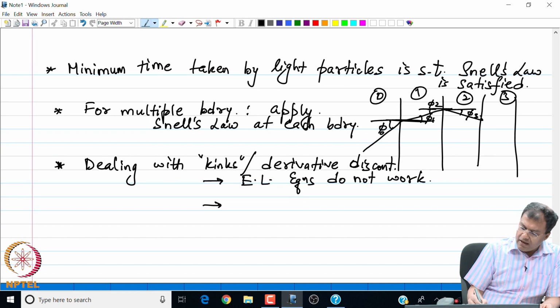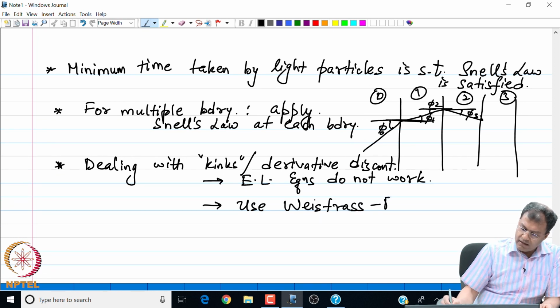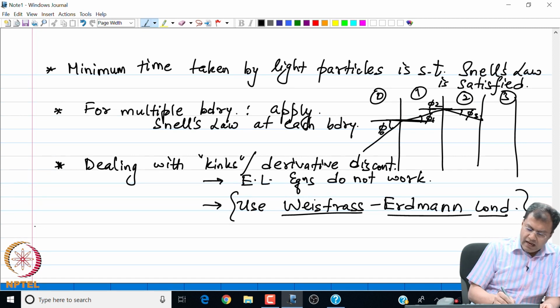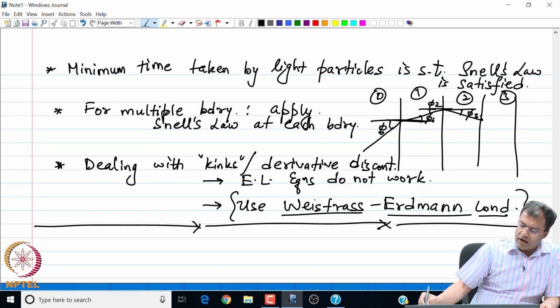They do not work because of the underlying assumption of having second order continuous partial derivatives, right. So, in that case we have to use a special result known as the Weierstrass-Erdmann condition. That is a condition of broken extremal, which we will introduce in around the 10th lecture of this discourse. So, we are going to deal with broken extremals in detail, but right now I have just introduced it with an example.